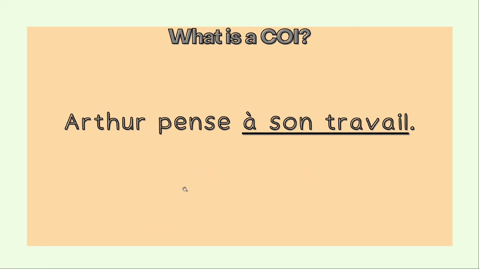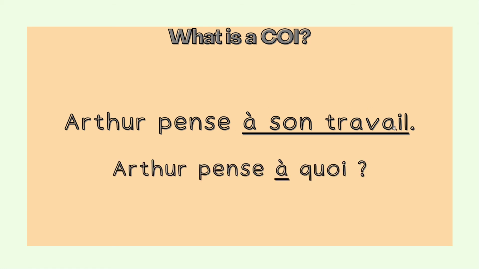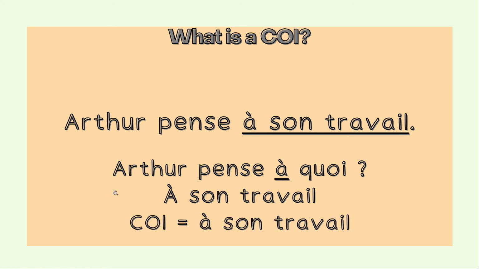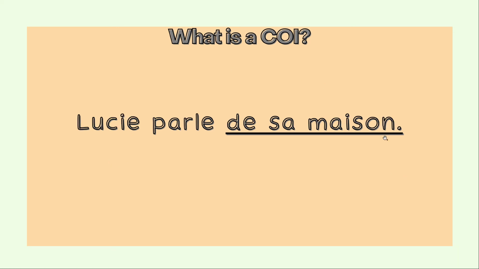Let's take this sentence. Arthur pense à son travail. Arthur pense à quoi? À son travail. Because we have to use penser à and then something after. Therefore, à son travail is a COI, an indirect object.